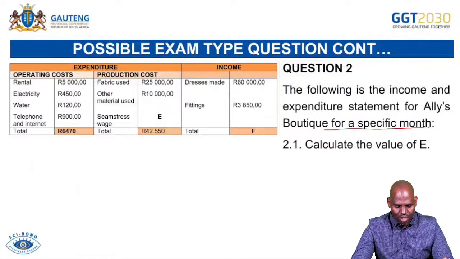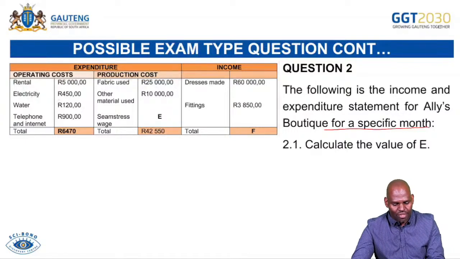Let's see. Calculate the value of E. The value of E is under production cost. Here we've got fabric used, which is 25,000, and other material used, which is 10,000. And then we've got seamstress wage, which is unknown, so it's E. And then the total is 42,550. When I add up all these three, they must give me 42,550.